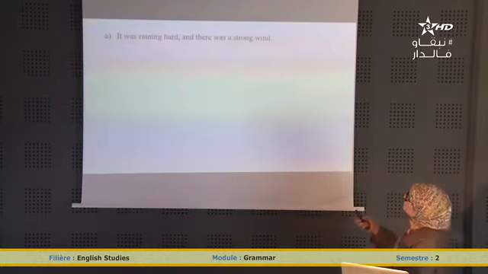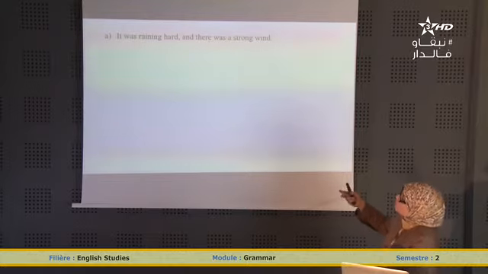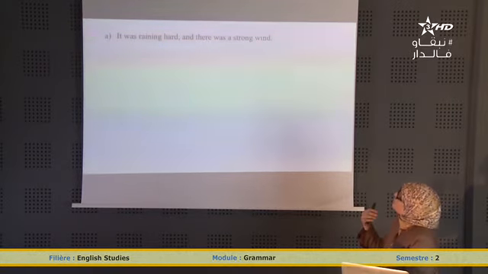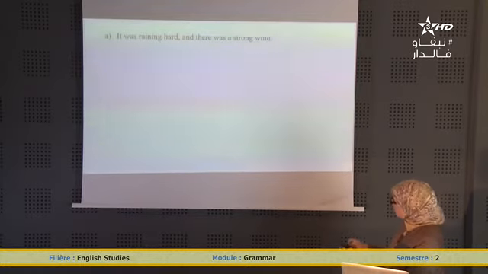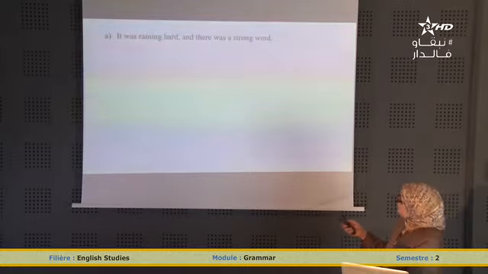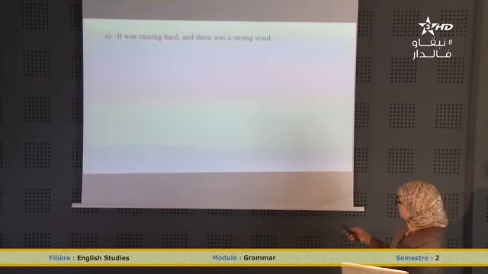Now let's look at this example in which the two independent clauses from the previous example are now connected with a coordinating conjunction, and. It was raining hard, and there was a strong wind. Now notice what we have here. So we have "and" before and we have a comma.